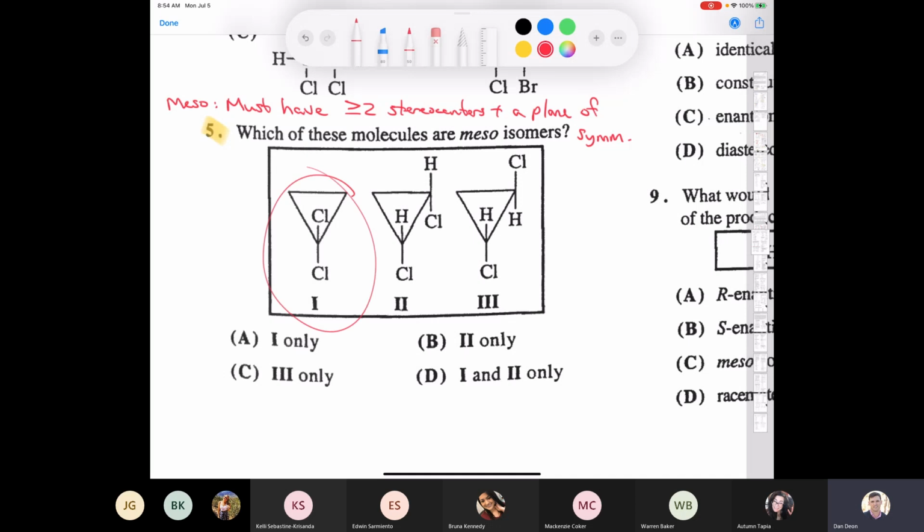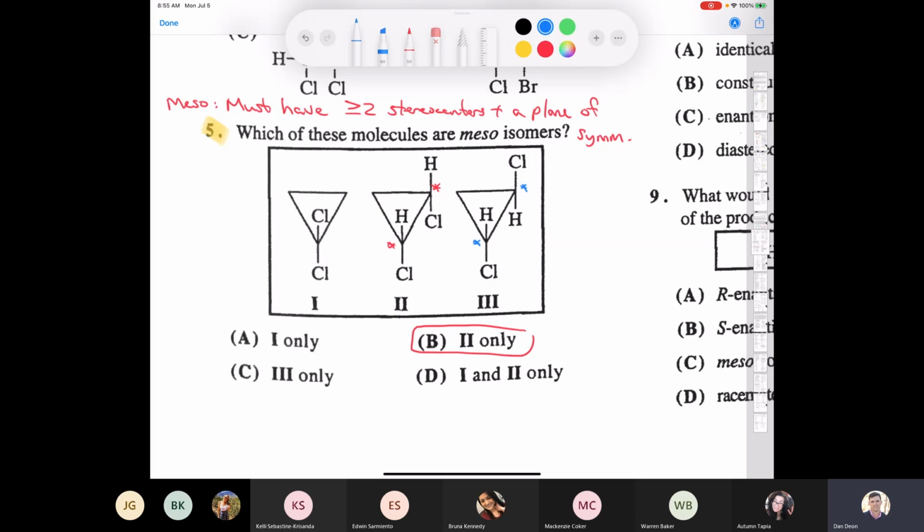Okay, I see a lot of people are saying B, and that is the correct answer. It's only number 2, because number 2, this is a stereocenter and this is a stereocenter, and there is a plane of symmetry that runs down the molecule. So number 2 is a meso compound. There are stereocenters in C. This is a stereocenter and this is a stereocenter, but there's no plane of symmetry in the molecule. And so the answer is B. Only number 2 is considered a meso compound.